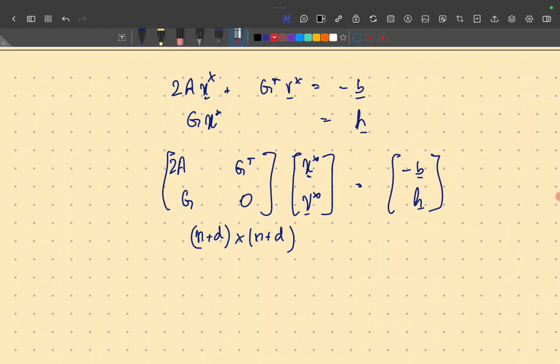Inconsistency will reflect in the rank of G. It'll essentially show up in the rank of G, because if you notice, you have this along. So if G is full rank, you can convince yourself that this whole matrix is also going to be full rank.